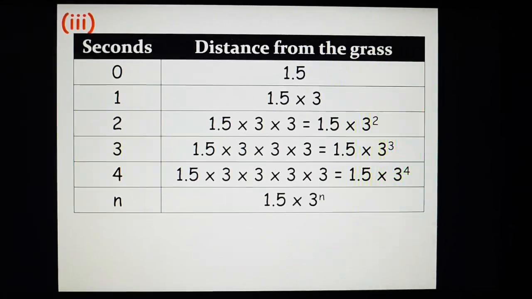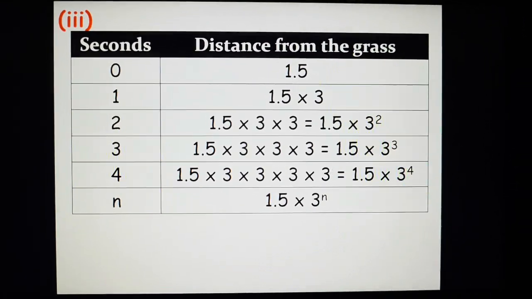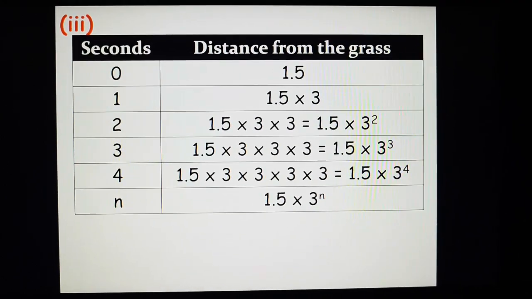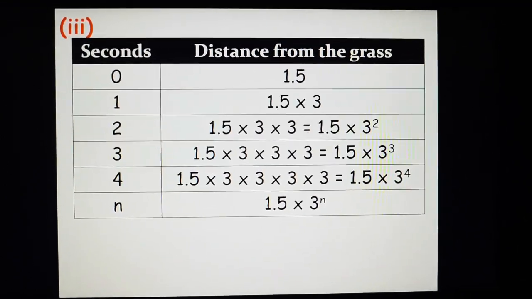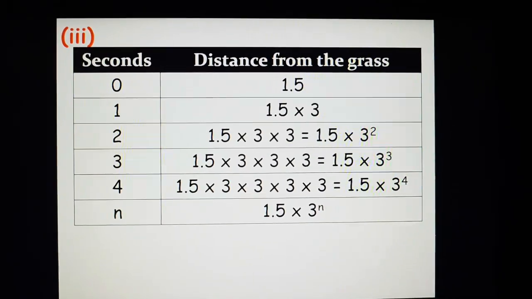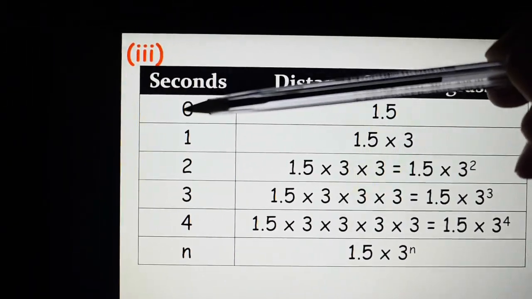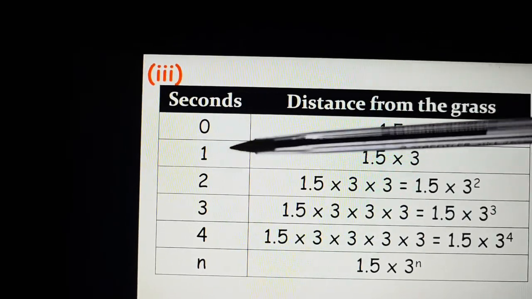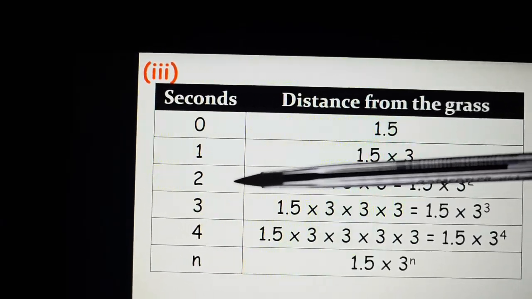Whereas if you want to use the geometric t of n formula, which is a r to the power of n minus 1, just remember if you use the geometric term formula, n would represent the term number, which means term 1 would be 0 seconds, which is 1.5 metres. Term 2 would be at the first second. Term 3 would be at the second second.